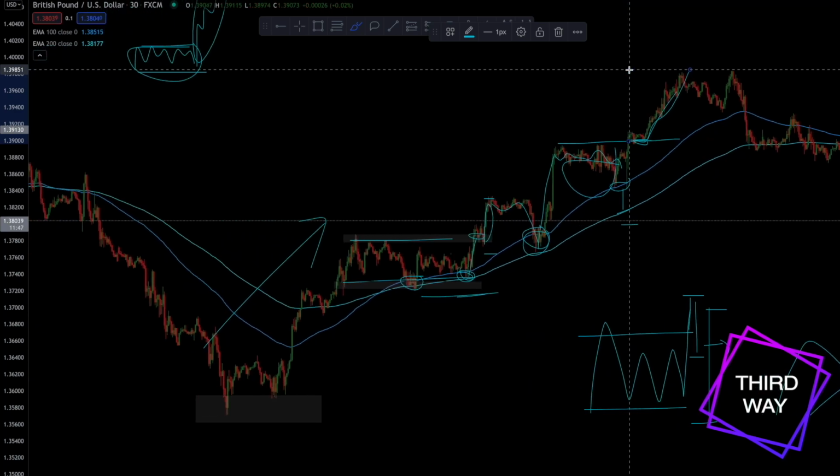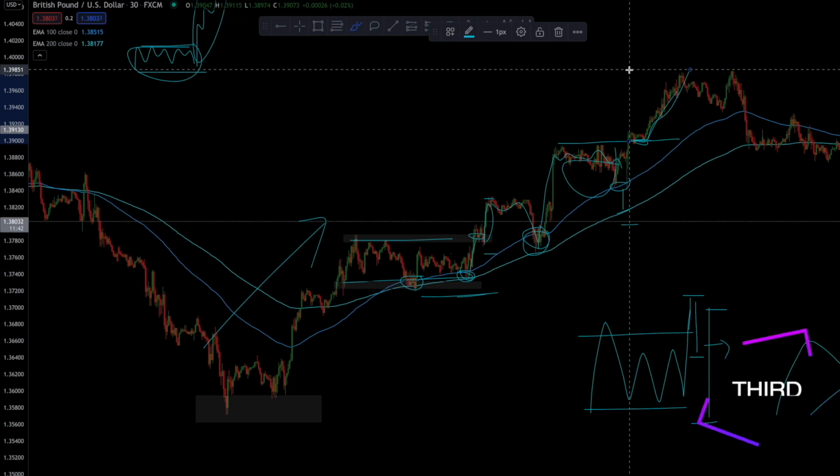So these are the three steps by which you can trade the order blocks and order flows. So this was an easy to use and a simple order block and order flow trading strategy.